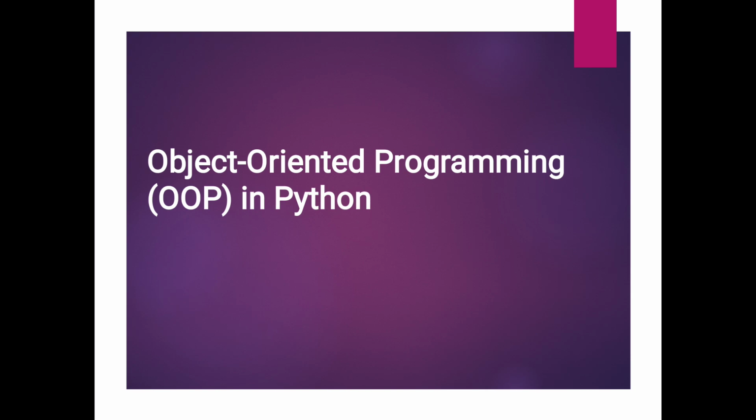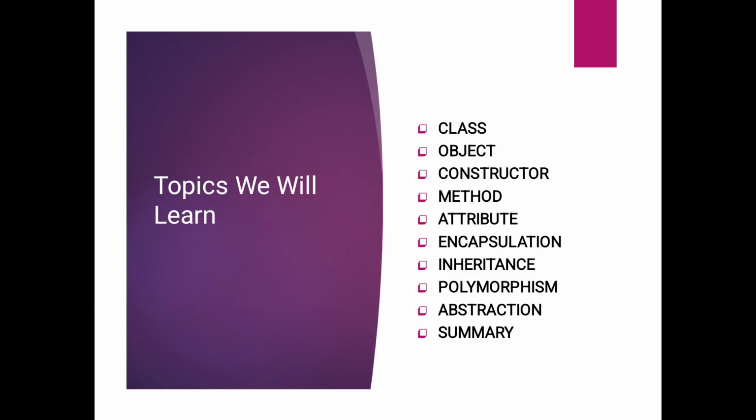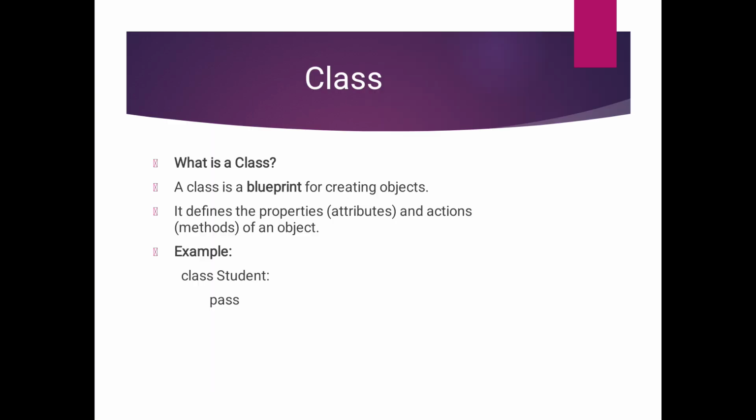In today's video, we will explore the fundamentals of object oriented programming in Python. We will discuss class, object, constructor, method, attribute, encapsulation, inheritance, polymorphism, and abstraction. By the end of this video, you will have a solid understanding of these concepts and know how to implement them using Python. Let's start with the first concept, which is class.